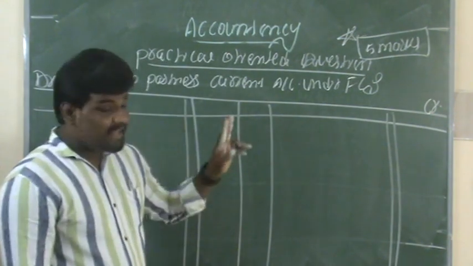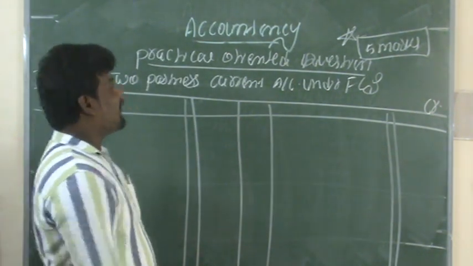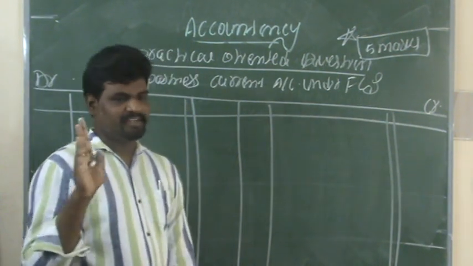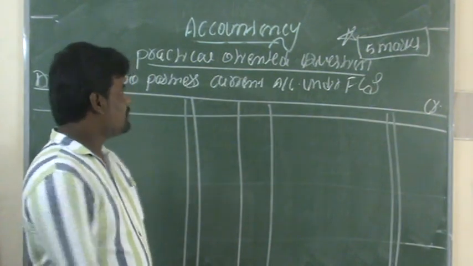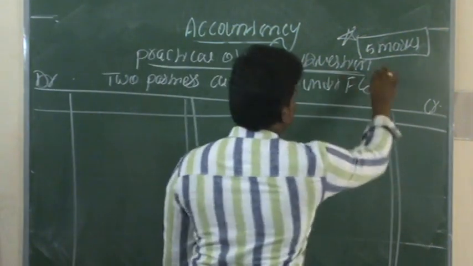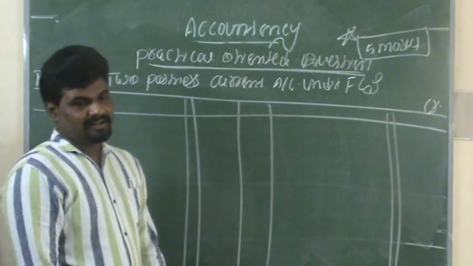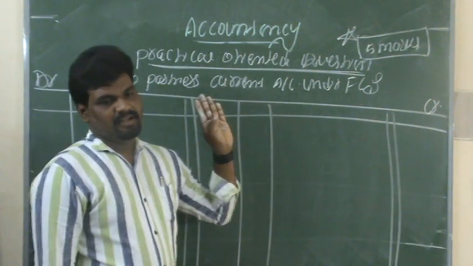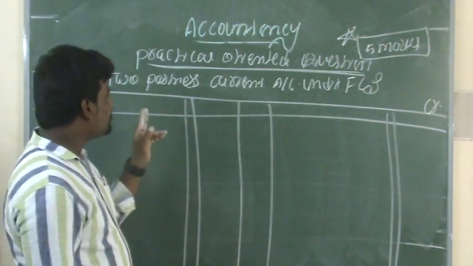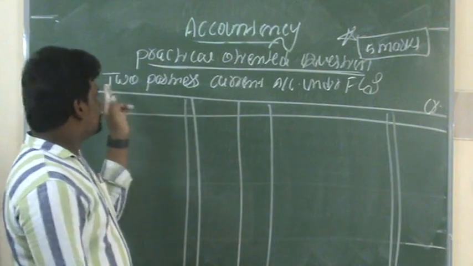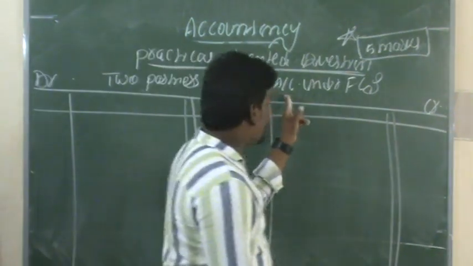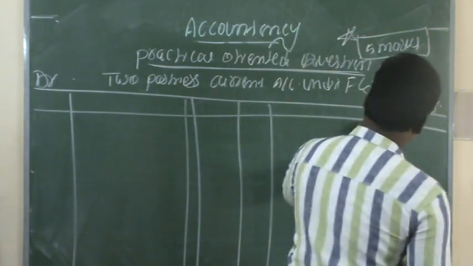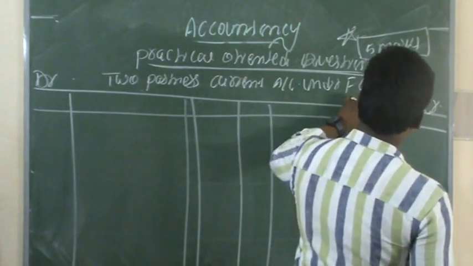So the next concept under this chapter, we will get one question for the practical oriented 5-mark question. So here, the practical oriented question is Section E. Under Section E, in this chapter we will discuss 4 questions. On those 4 questions, the first one, the question may be asked: prepare two partners' current accounts under the fixed capital system.